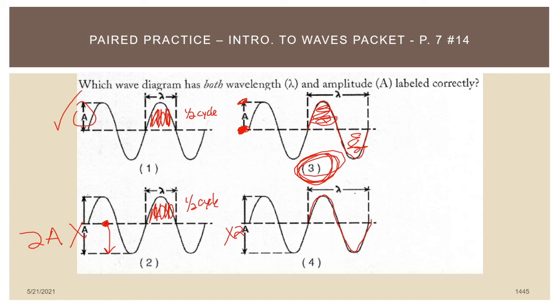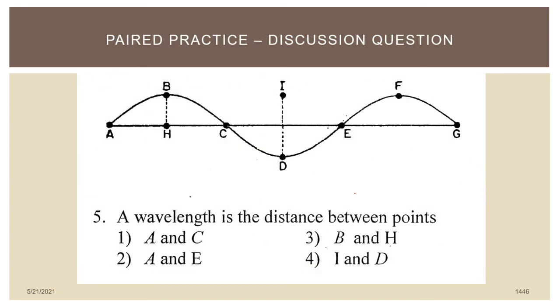All right, moving on here. Next question. It says a wavelength is the distance between points. Now, obviously, there are only 4 answer choices, but there are many pairs of points that correctly show you a wavelength. I not only want you to think about what the actual answer to this question is, but what the other points are that show you one full wavelength. Take a second to pause this video here and figure that out, and when you hit play, we'll go over it.